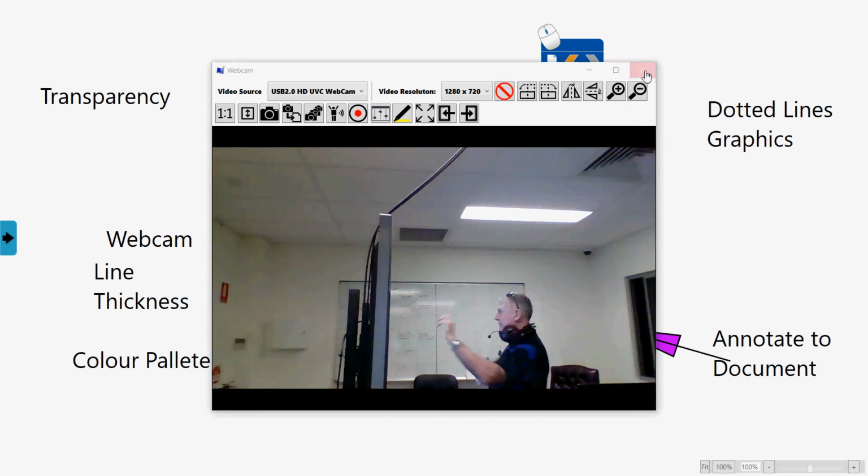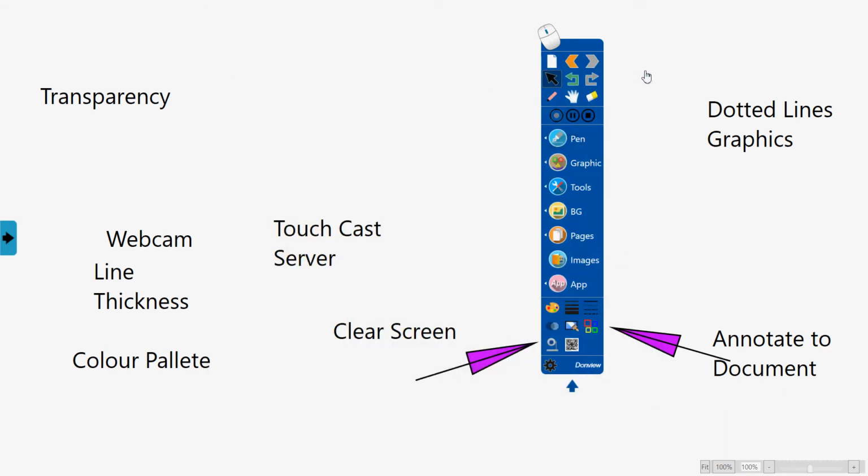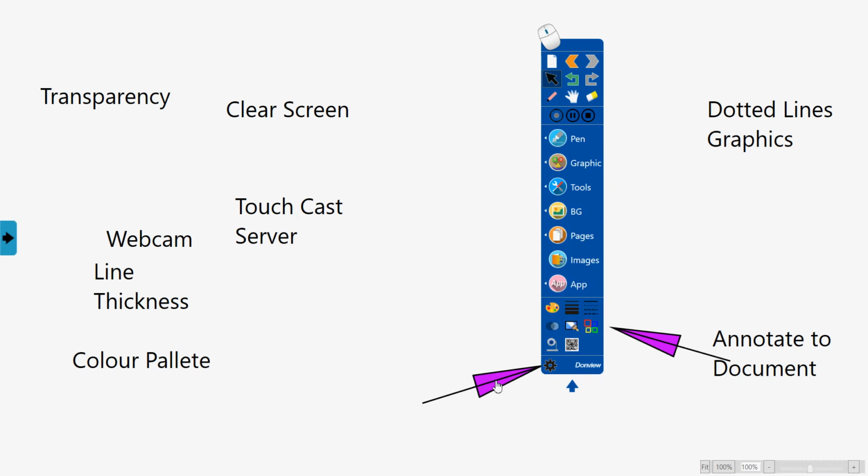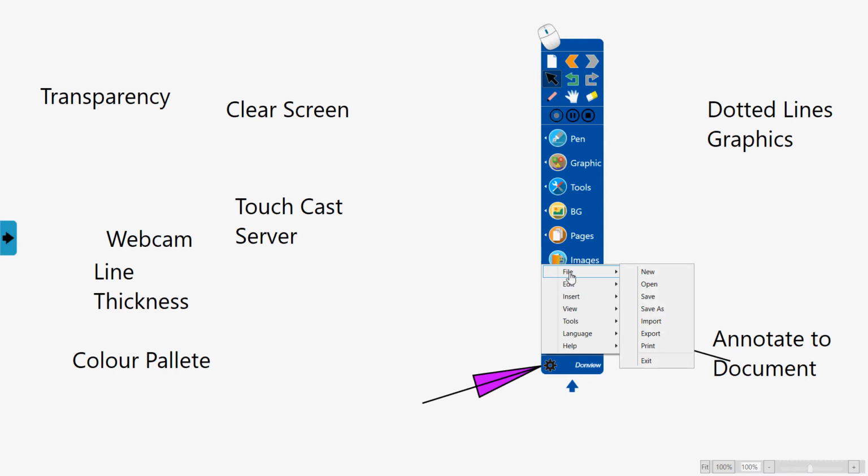And last but not least is the QR code icon in the middle, which is our TouchCast server, and again that'll be covered in more detail in another section. Down the bottom we have a little wheel icon, and this one is our settings. So from here we can save our file, open new files, import, export, all the usual Windows type of options.